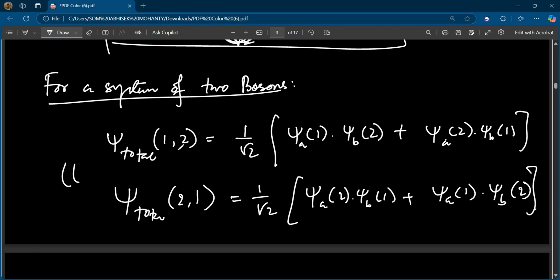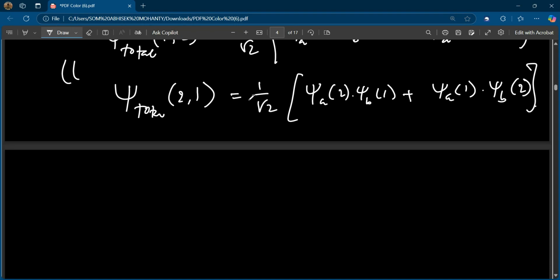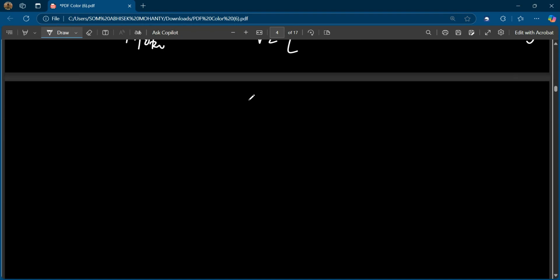What are interacting particles and non-interacting particles? Interacting particles are the ones which are affected by their neighbor. And non-interacting particles are the ones which are not affected by their neighbor. So this can also be a question.